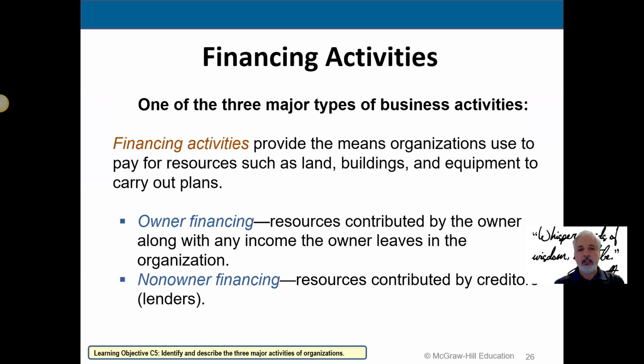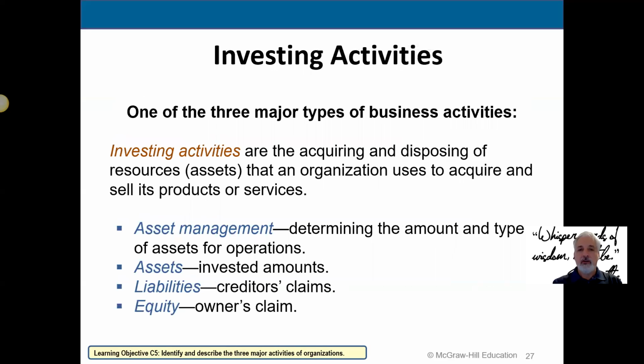Three major types of activities are defined. Financing activities are used to pay for resources such as land, buildings, and equipment to carry out plans. It could be owner financing or non-owner financing, don't worry about that. But financing, that was the F in OIF, bonds and stock. Investing is acquiring and disposing of resources that the organization uses to acquire and sell its products or services: machinery, equipment, vehicles, and intangible assets like patents and copyrights.